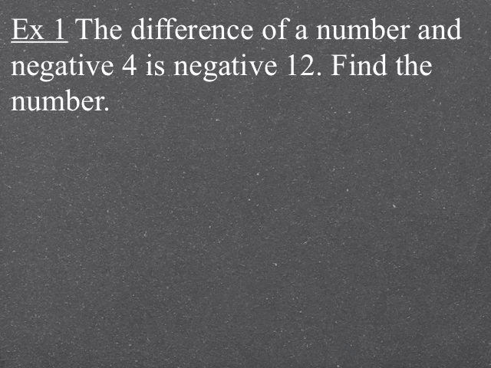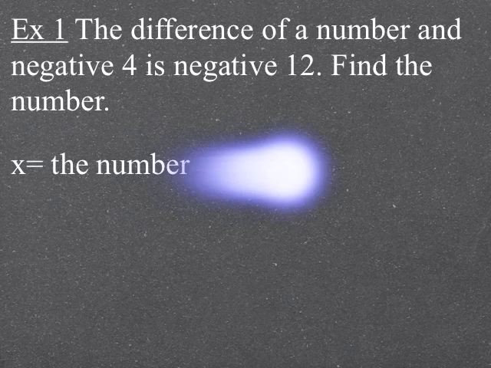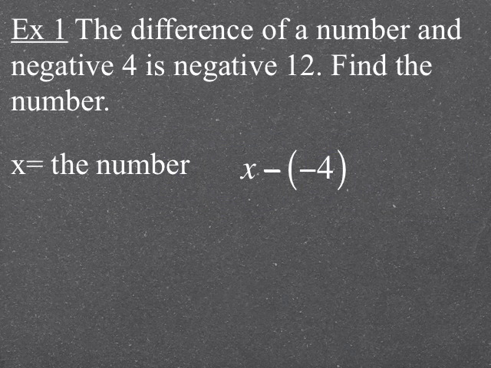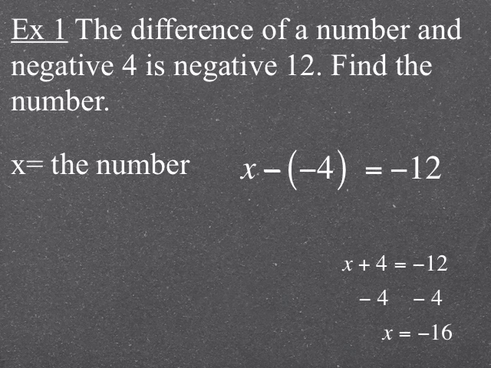First example: the difference of a number and -4 is -12. So we're going to say x is the number. That's my key. That's all we need to do, just assign our variable. Now the difference means minus. The difference of a number and -4. So it's the difference of our x and -4 is, that equals -12. So just take it one phrase at a time, a couple words at a time. Now I just need to solve. So I would simplify, that's x plus 4, subtract 4 from both sides, and I get x equals 16.